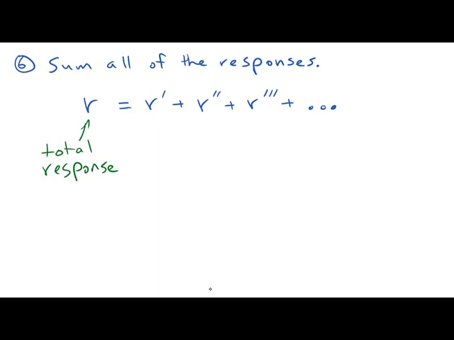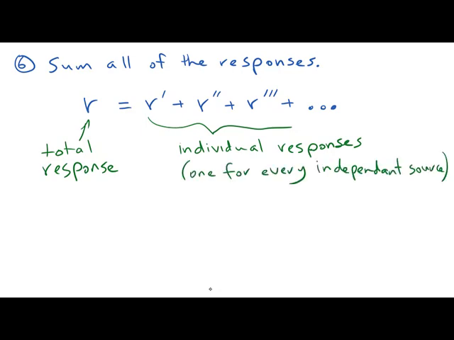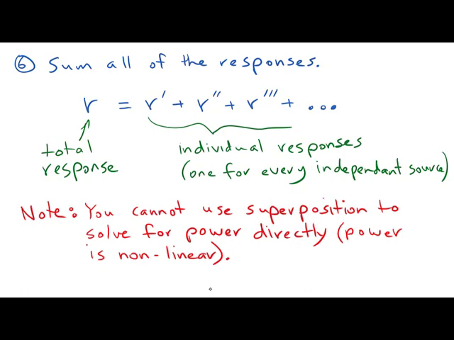So if we were finding that IR1, that would be the final result, and we get that from the individual responses from the application of superposition, and we have one individual response for every independent source. And it's important to note that you cannot use superposition to solve for power directly because power is nonlinear. And just as a reminder, these R's in our course are going to be currents or voltages.